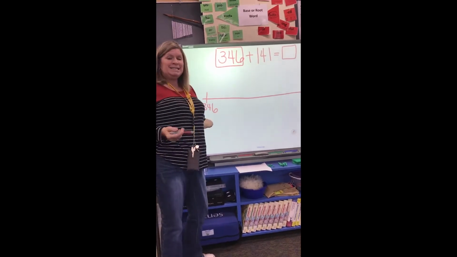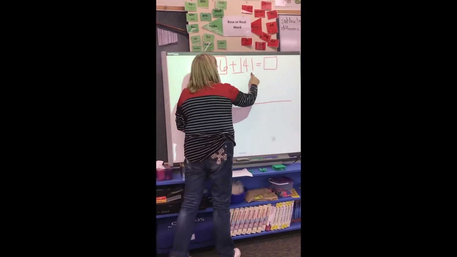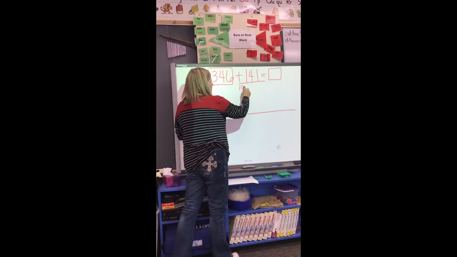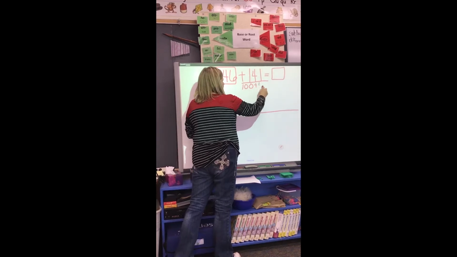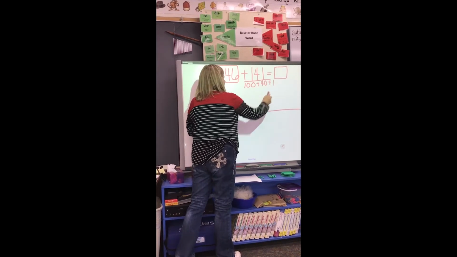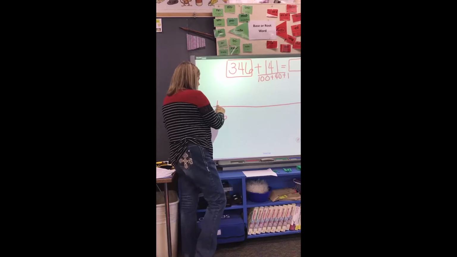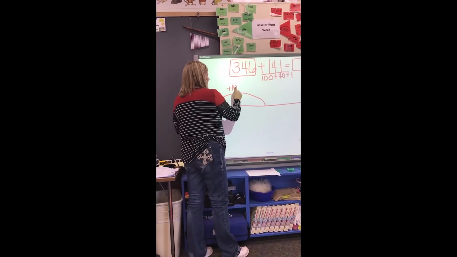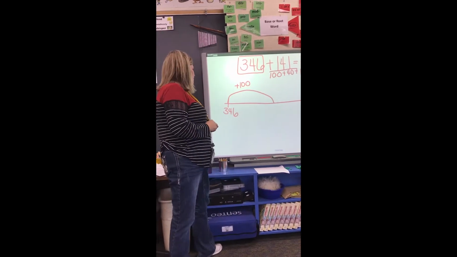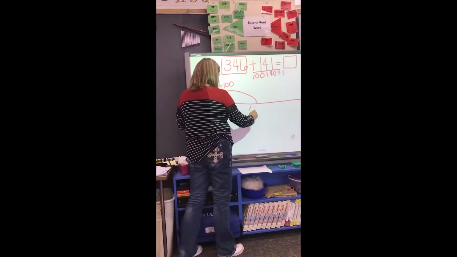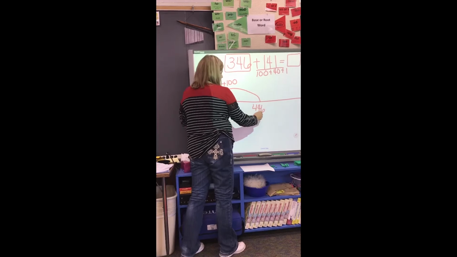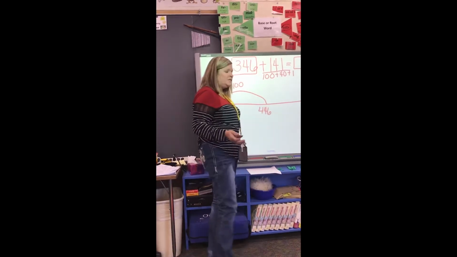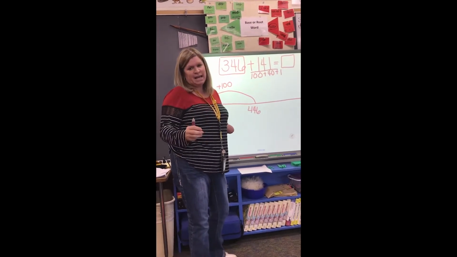And what they do is they decompose the second number or write it in place value. So we have 100 plus 40 plus 1. And what they do is they just jump one big jump. And that signifies a jump of 100. And that takes them to 446.